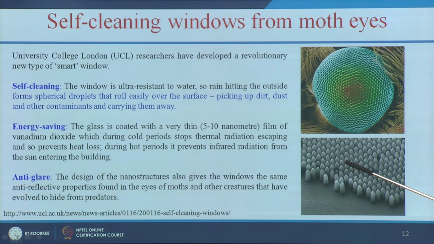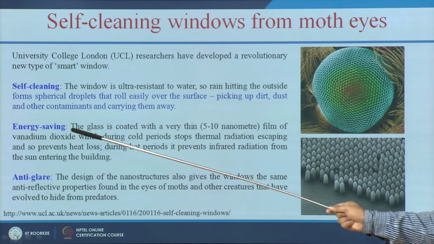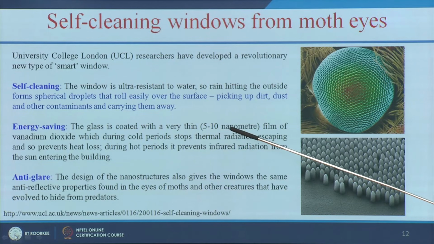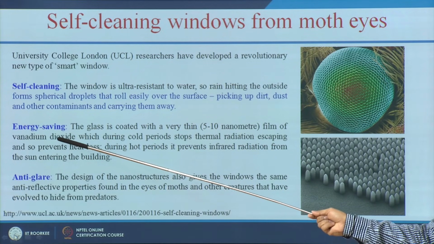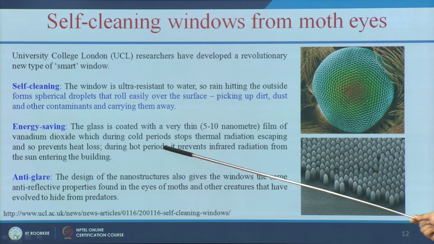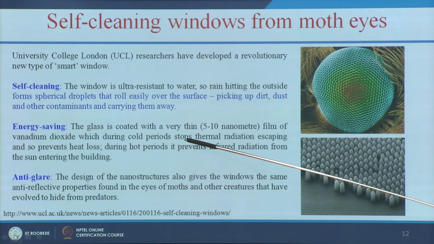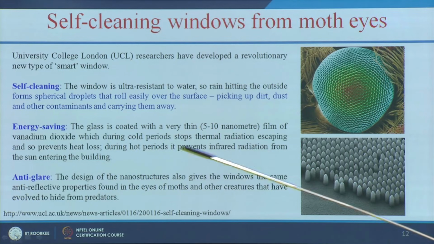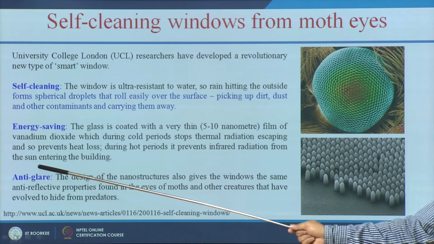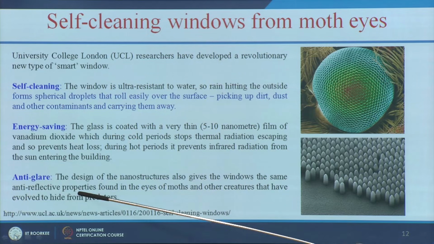So what is the self cleaning property? When the water falls on this structure, it will easily roll off and pick up all the dust and dust particles, and it is energy saving. How is it energy saving? This glass is coated with a very thin 5 to 10 nanometer layer of vanadium dioxide, and this material is low cost as well as very abundant, so we can easily use it, and during the cold period it stops the thermal radiation and prevents the heat loss, and during the hot periods it prevents the infrared radiation from the sun entering the building, and it also works like an anti-glare and anti-reflective coating.